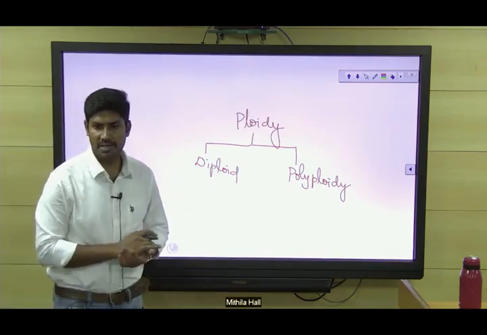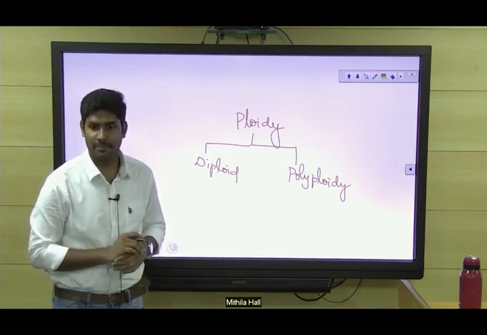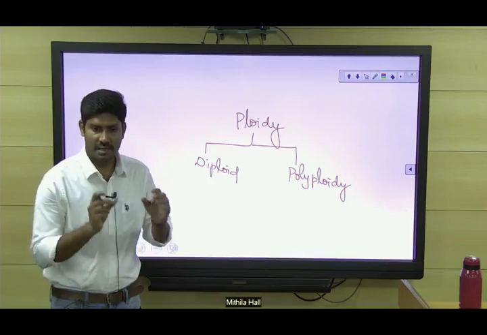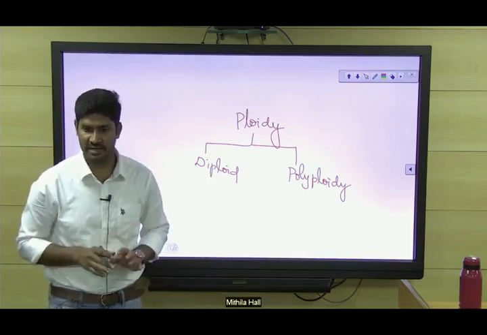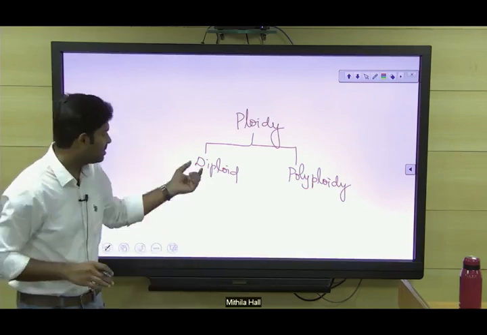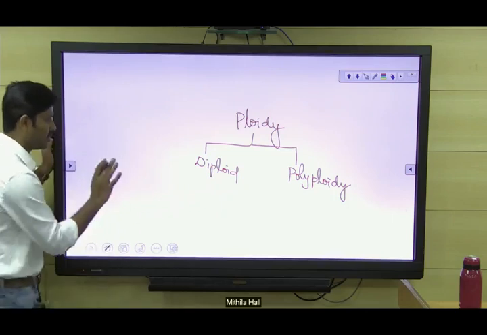So diploid, who are diploids? Human beings, we are diploid organisms. Diploid means any individual organism contains two sets of chromosomes. Those are called diploid organisms, diploid individuals. And this diploid condition is the normal case. Normal individuals are called diploid individuals.